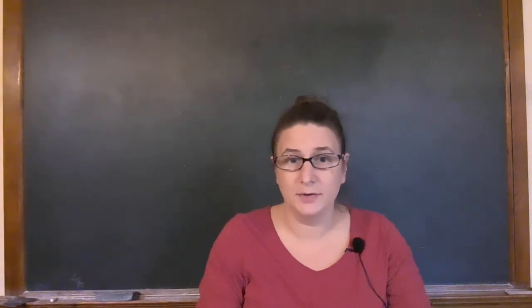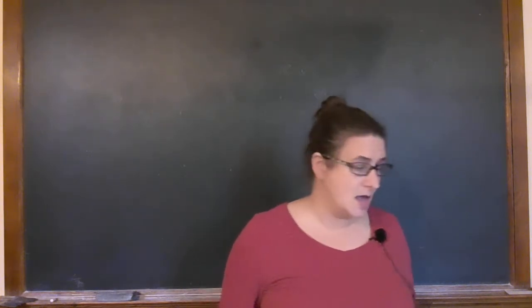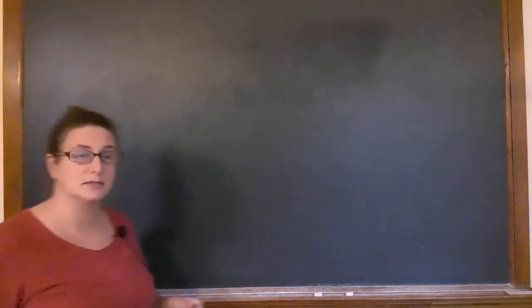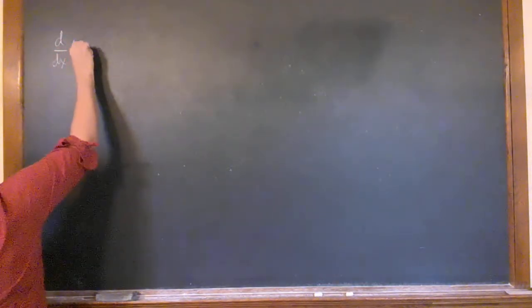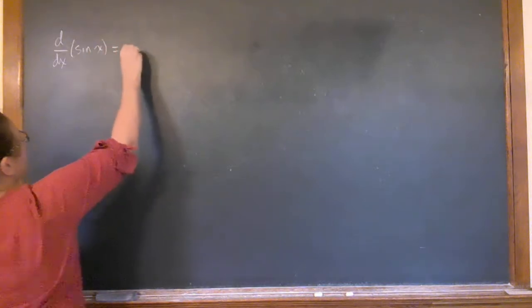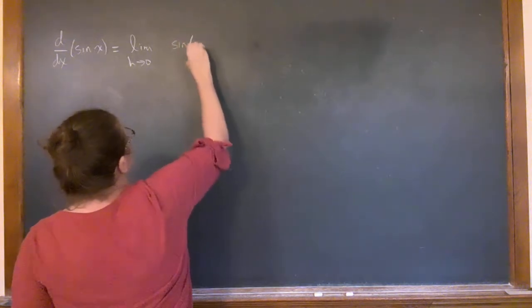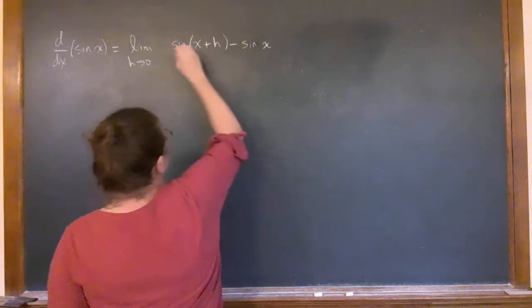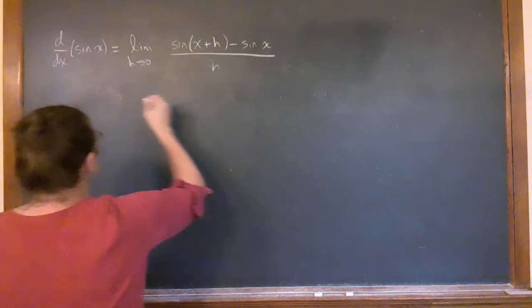So now we're going to learn how to take derivatives of the trig functions. I'm going to start with sine of x, and I'm going to use the definition of the derivative to derive what the derivative of sine of x is. So I've got sine of x plus h minus sine of x, over h. Right, so now I need to do something about this sine of x plus h.